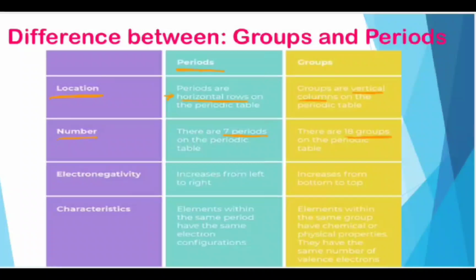Remember, I told you about the transition metals and so on. So there are 18 groups and 7 periods. Okay, electronegativity increases from left to right. That means the negative charge increases as you move. The negative electrons increase when you move from the left hand side of the table to the right hand side of the table.